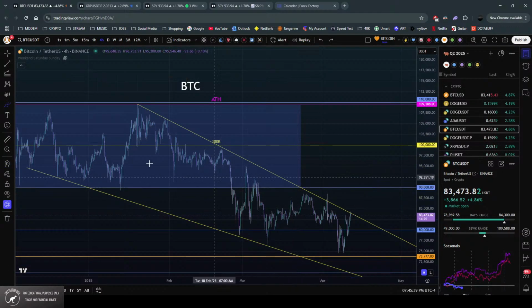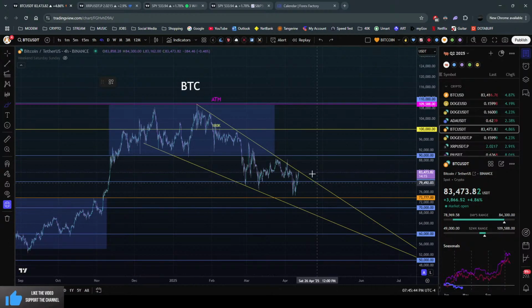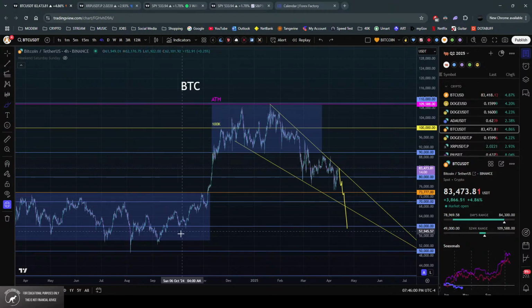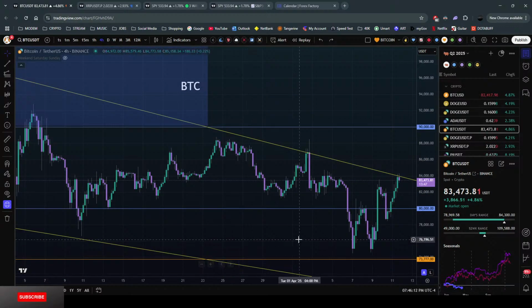But obviously the catastrophic outcome would be if the wedge completely fails and something bad happens, another black swan or whatever, and we lose the wedge and completely invalidate it. That'd be a higher time frame break of structure. Break of this previous high would be brutal. But alright, let's look at some other bits and pieces.